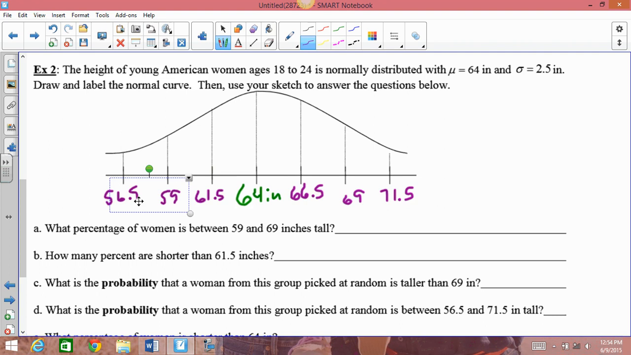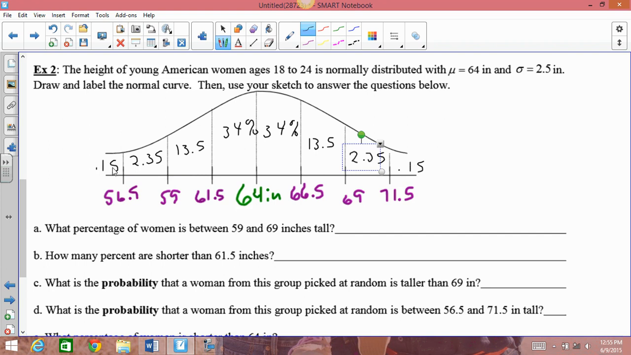I'm going to fill in my percentages like we saw from above, that this was 34%. Everything in here is percentages, so I'm not going to keep writing these percent signs. 34% in the middle, 13.5, working your way out, 2.35, and then lastly 0.15.